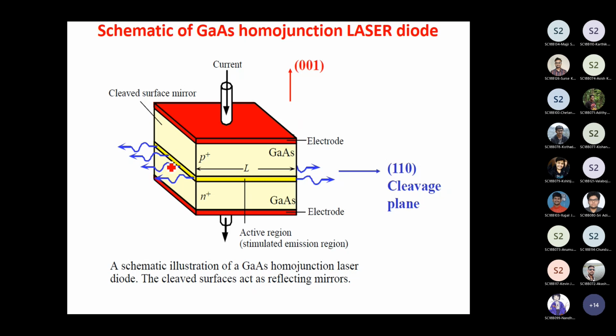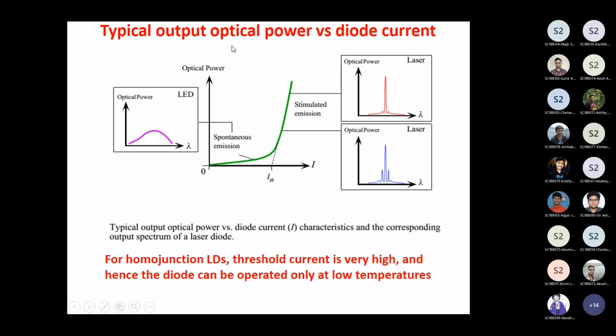Earlier semiconductor laser diodes were made out of gallium arsenide, and they were all made out of homojunctions. Whereas modern day laser diodes are made out of heterojunctions, and we have studied the reason why we use heterojunctions in our third semester. So please refer to those slides.